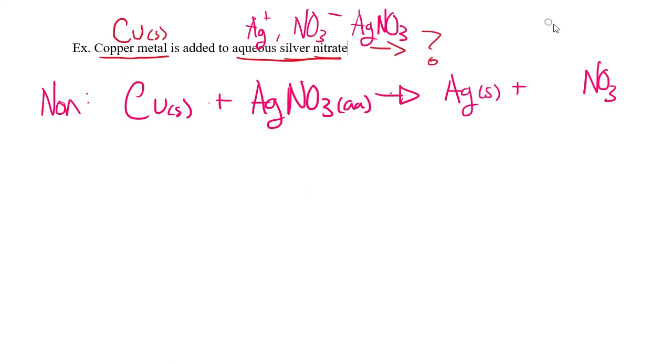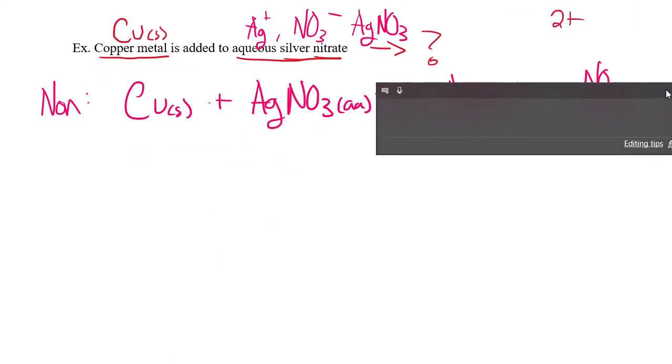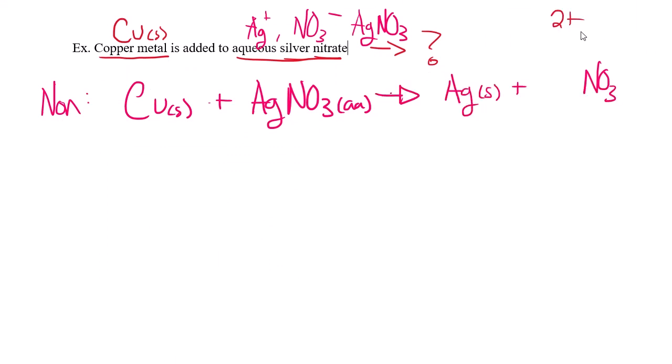So we've got 2 pluses and 1-. So we need 2 of these nitrates to balance out with my copper. So I'll have 1 copper and then 2 nitrates. Now here's an ionic compound. I don't know what its state is going to be, so I need to go back to my solubility table.